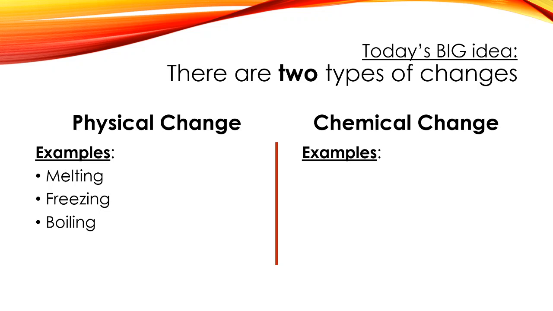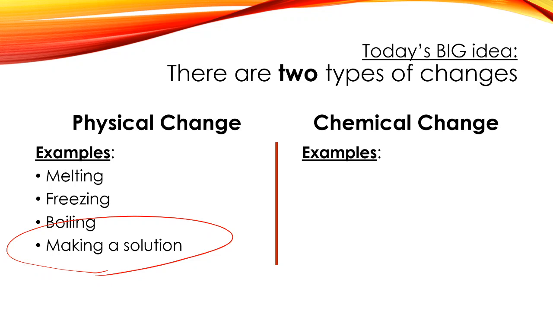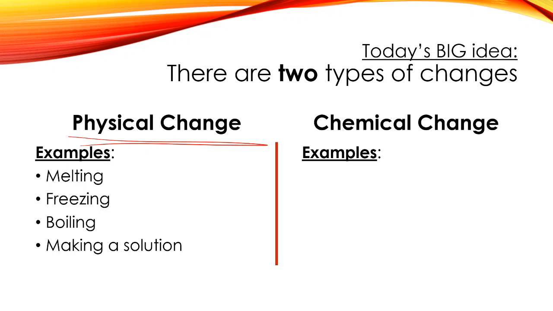Boiling something is an example of a physical change. And importantly, making a solution is always an example of a physical change. And a lot of you guys got that wrong on a quiz, so make sure you know from now on that anytime we're making solutions, that's a physical change. Those don't count as a chemical change, because no new substances get made.